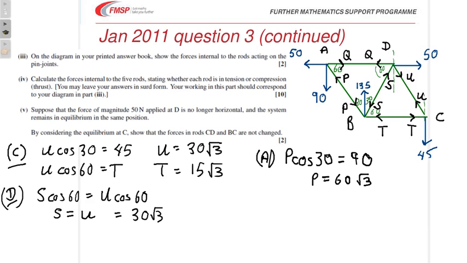Okay, that's P, S, U, and T. Is that everything? No, we've just got to find Q now. Still at A, P cos 60 plus 50.